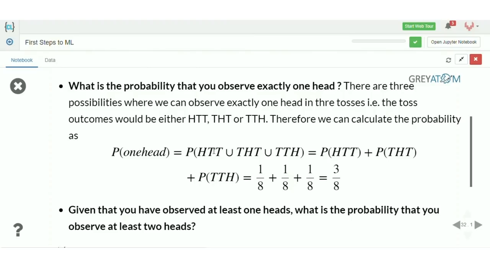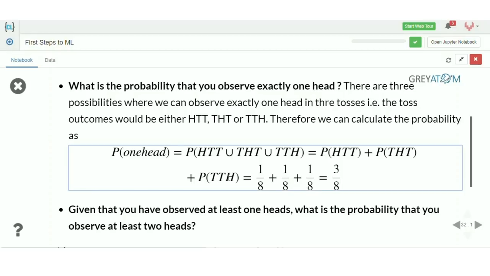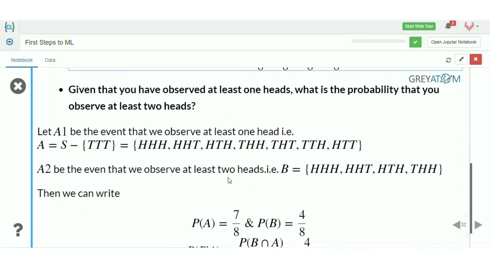So this is the union of these three events. The probability is the summation of these three events because they are mutually exclusive. And for each of the events, you can calculate their probability. This is half, half, half, again half, half, half, and half, half, half, right? So the probability of HTT is half into half into half. And similarly, THT is half into half into half. And TTH is half into half into half. So that's why you come up with 3 by 8.